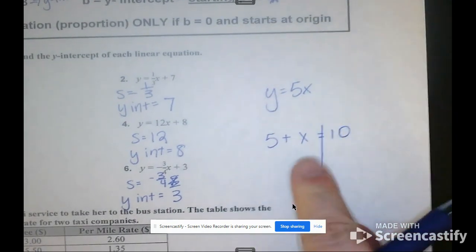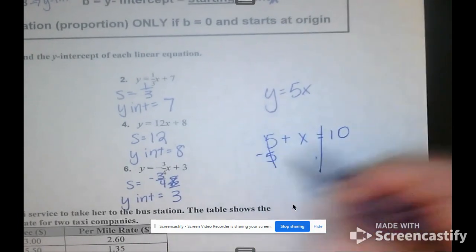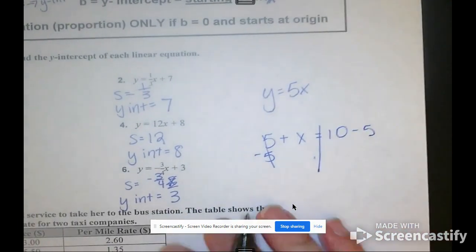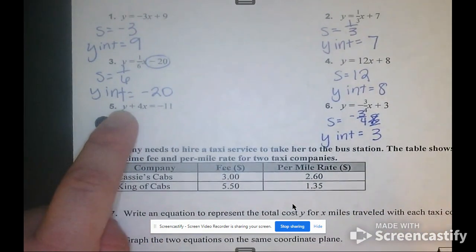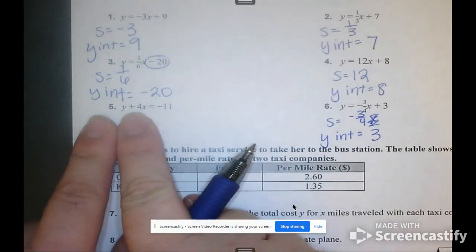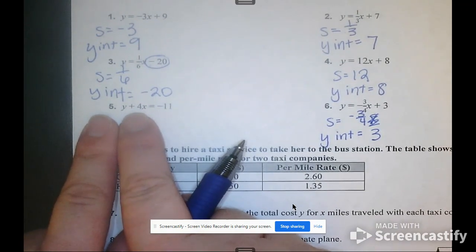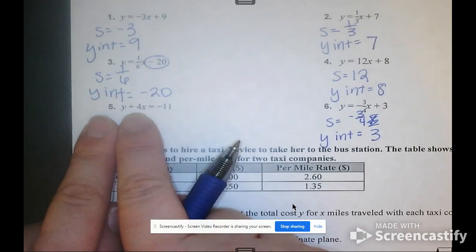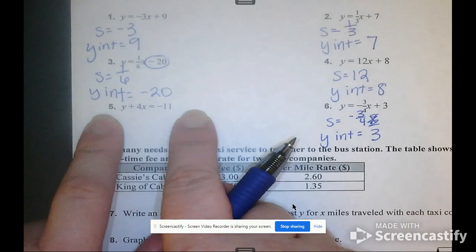Subtract. I subtract because isn't my goal to get the x on one side of the equal sign by itself? So I subtract 5 and I subtract 5. Okay? So here we're not solving for x, but we're still keeping that same mind frame. Because do I have y equals right here? No. Do I need to make it y equals? Okay. How could I get this 4 on this side of the equal sign?